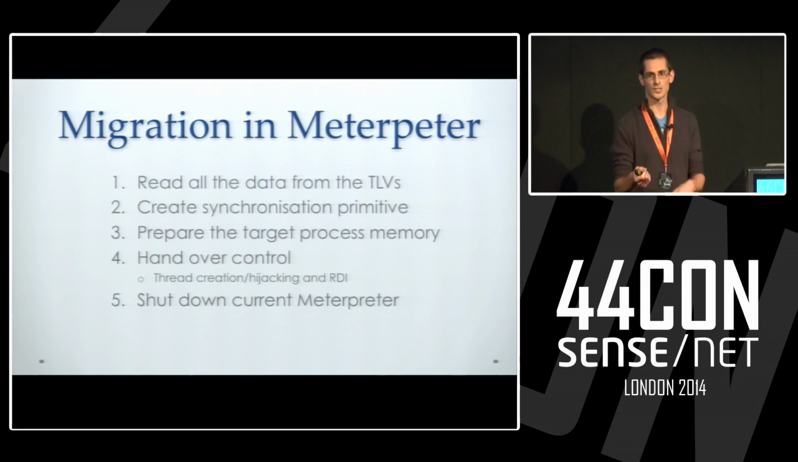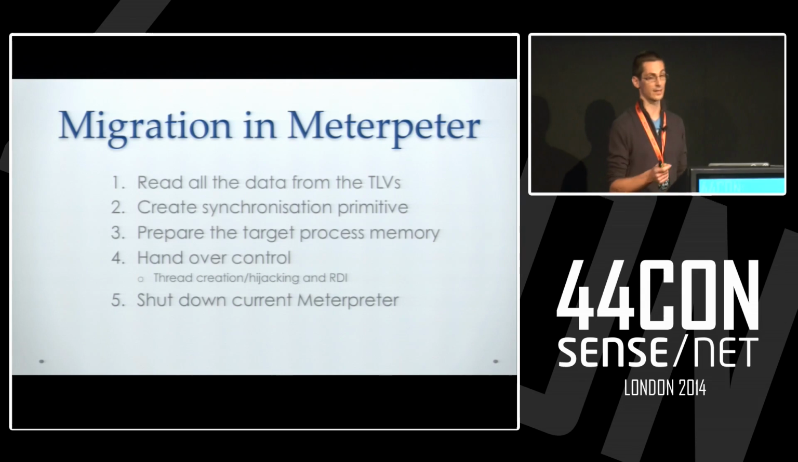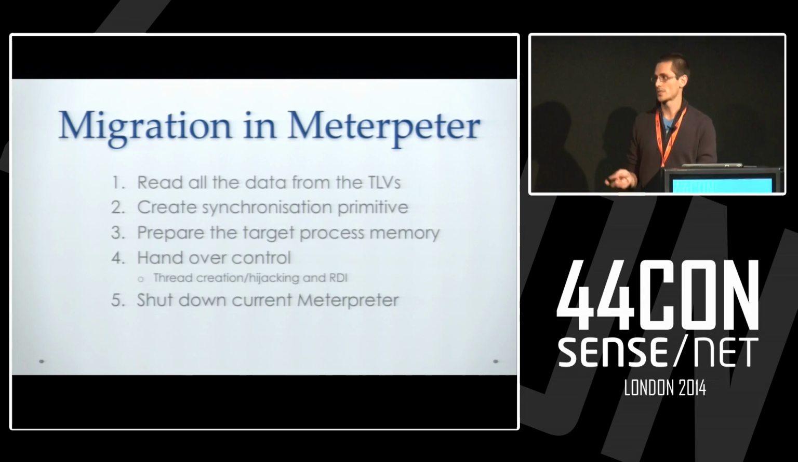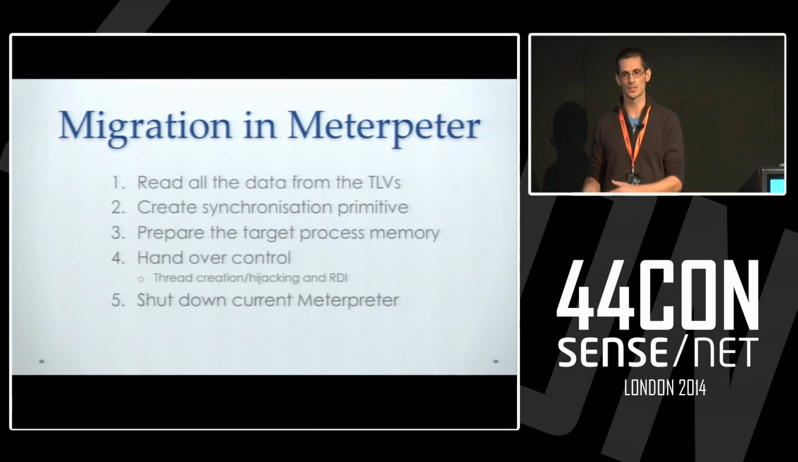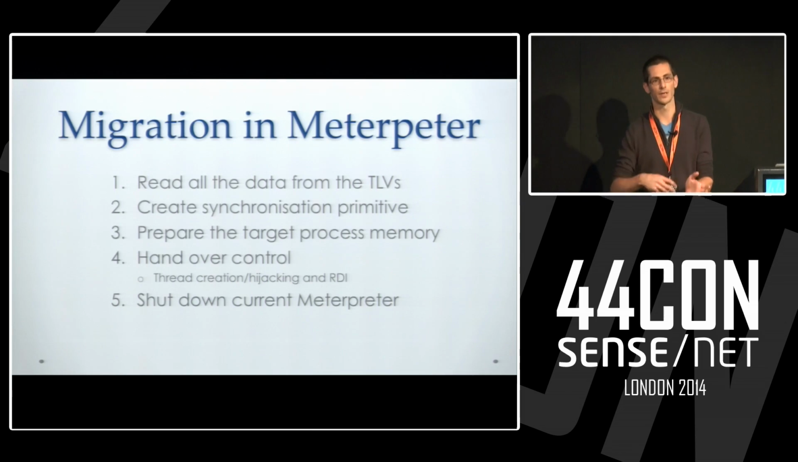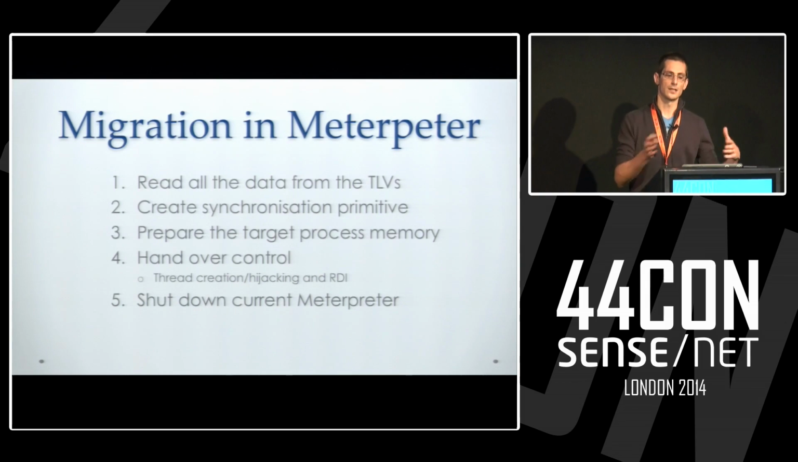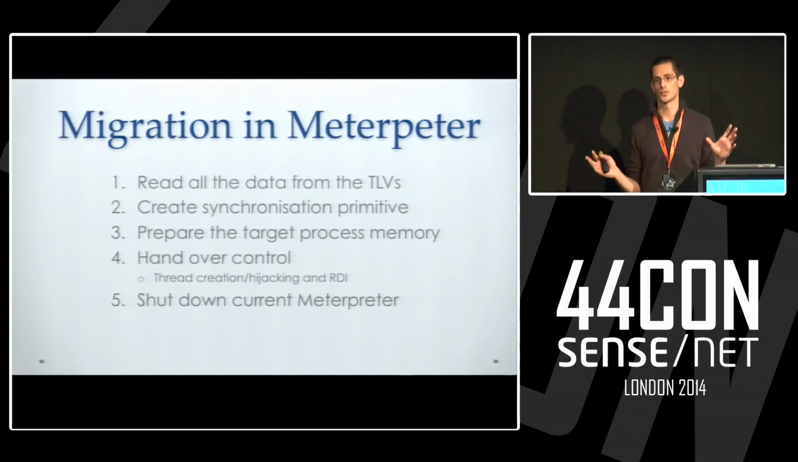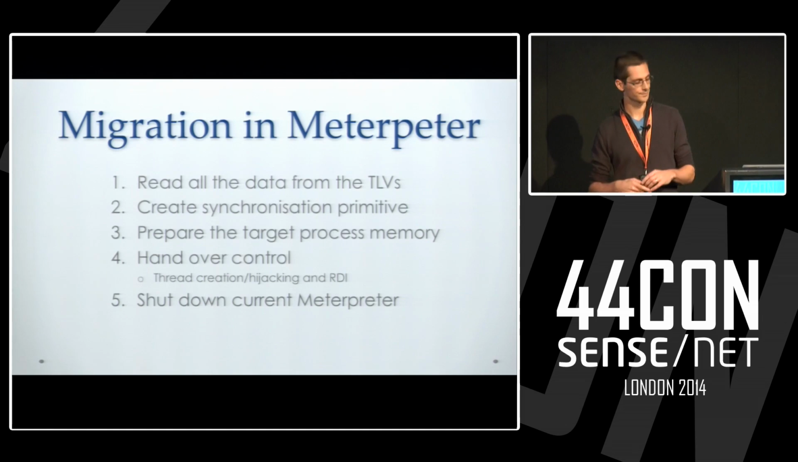So we need a synchronization primitive to make sure that only one side is doing things at once. Otherwise, bad things happen. So once that's in place, we then prepare some memory in the target process, which again is like RWX, so that we can copy things over and so on. And then after that, the existing process kind of relinquishes control for the other process to take over. And when that's done, it shuts itself down.